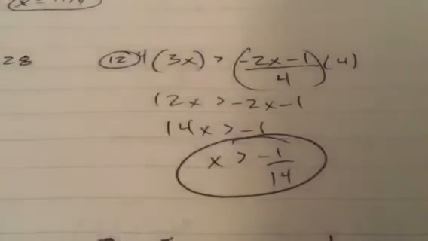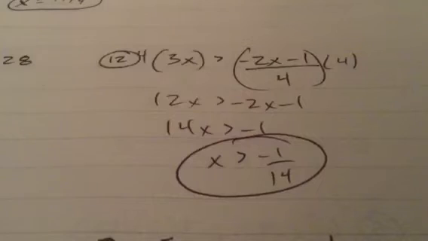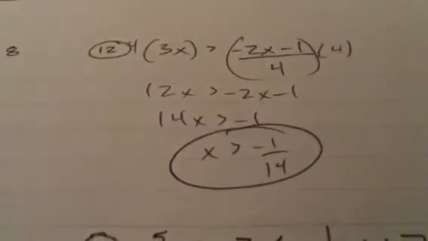Next one I have is number 12. Simply multiply both sides by 4, then add the 2x over. 14x is greater than negative 1. You're going to divide by a positive, so the sign doesn't flip.